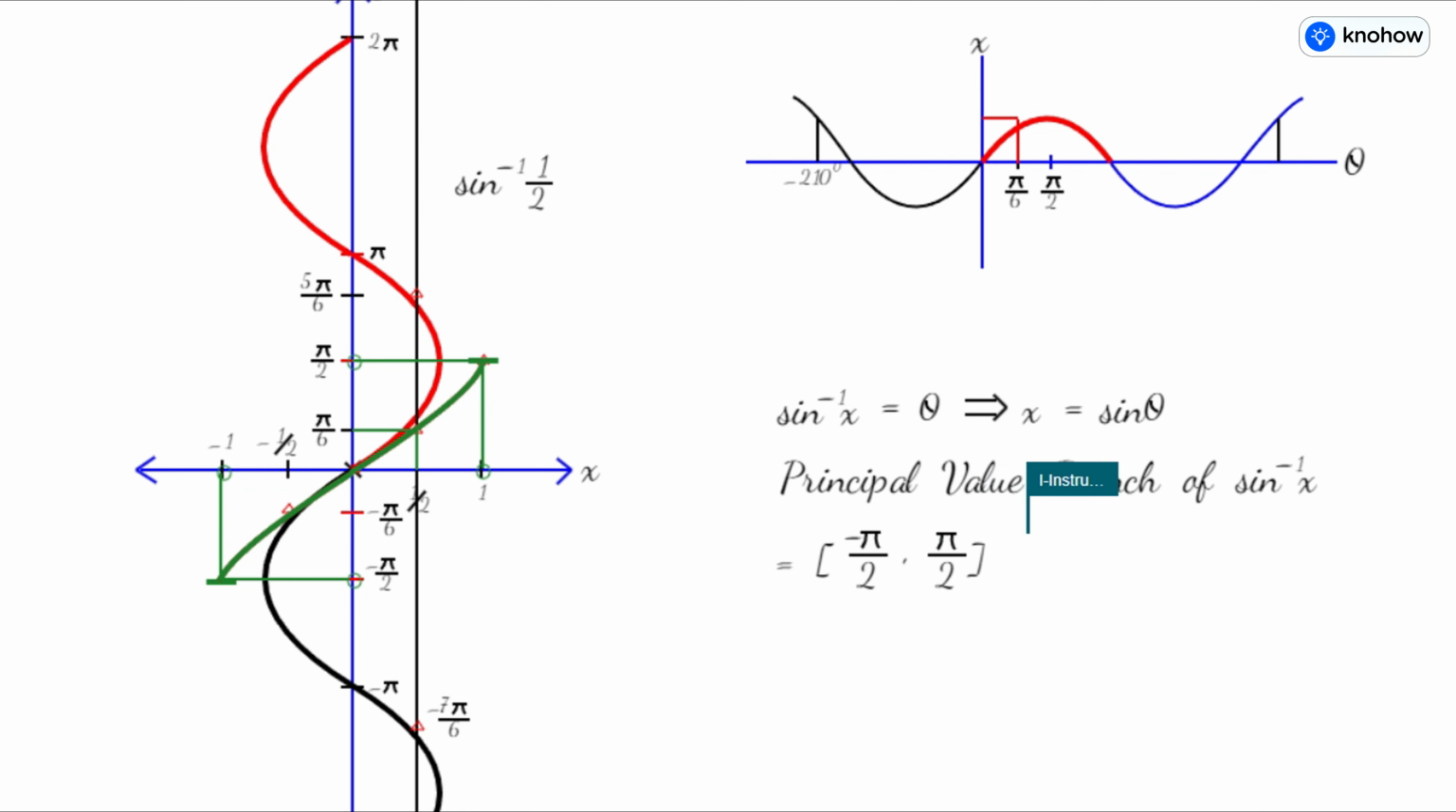And similarly, we can discuss the principal value branches of cos inverse x, which will be 0 to pi, tan inverse x, which will be negative pi by 2 to pi by 2, but boundaries are not included, and so on. Thank you.